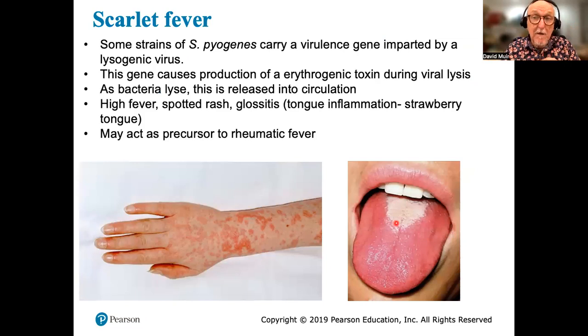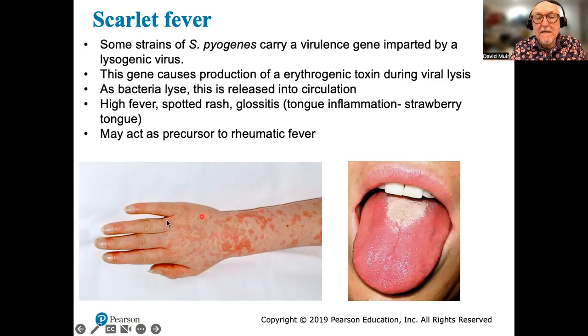This is due to Streptococcus pyogenes, and the viral genes cause the bacterial cells to make this erythrogenic toxin. When they lyse, they release it. And this is the effect. The first is that people often develop a very distinctive, smooth, inflamed tongue that is called glossitis. It's also referred to as strawberry tongue because it ends up turning a bright strawberry red color.